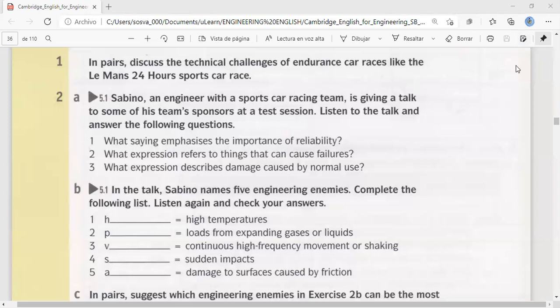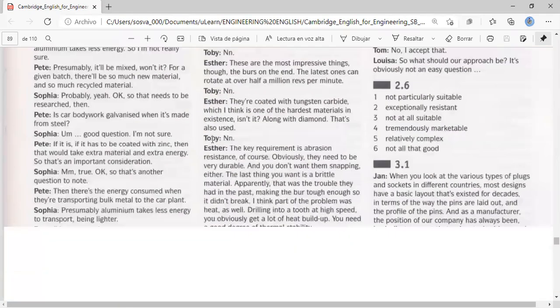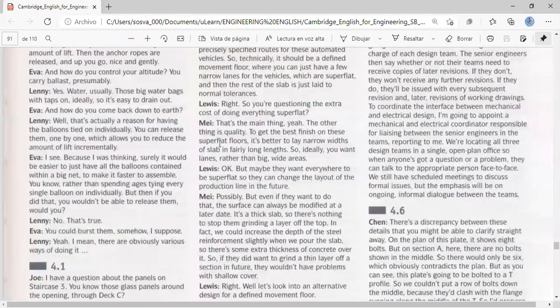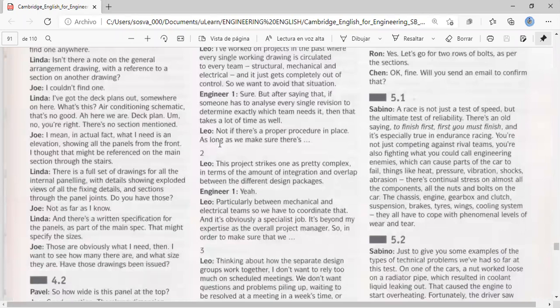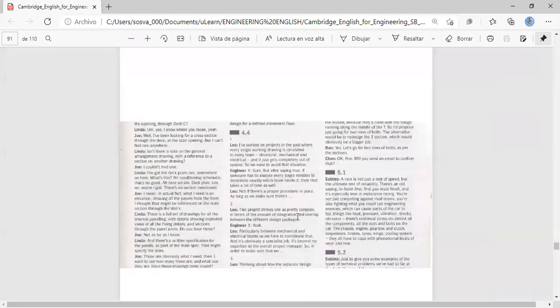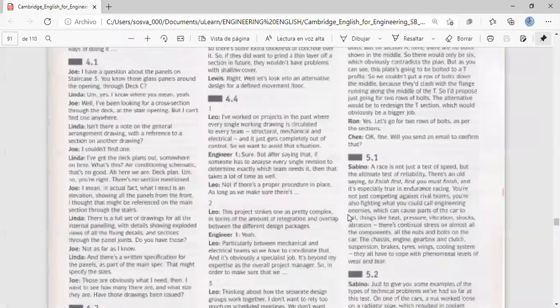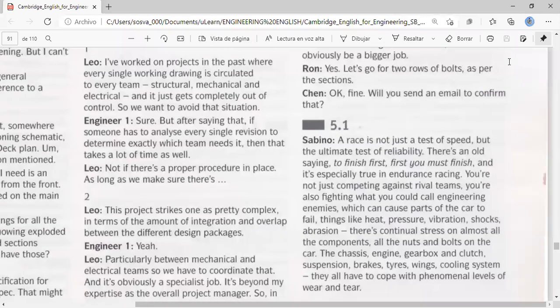So, I'm going to play it again, but now I want you to go to your book on page 89. Go to your book, page 89. And we're going to look for 5.1. It's a page like this, 89, and you're going to look. So listen and read. 5.1.